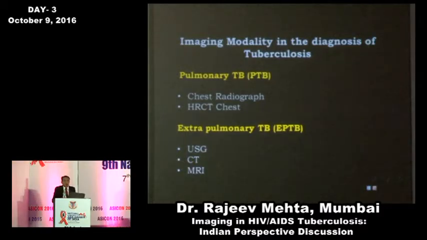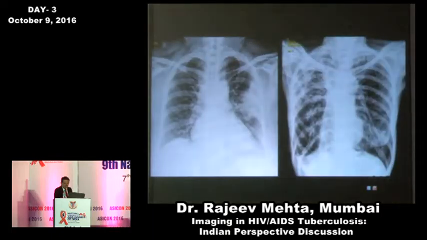In extrapulmonary tuberculosis, the modality available to us is sonography. That is considered to be the primary screening imaging modality of choice in abdominal imaging, followed by, of course, CT for much better depiction of the thoracic and intra-abdominal disease. And MRI is the modality of choice for central nervous and musculoskeletal imaging of tuberculosis.